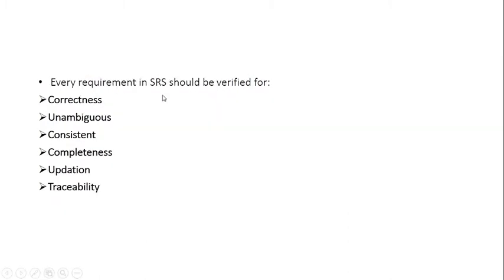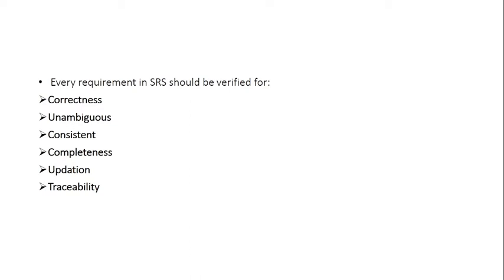Now every requirement in the SRS should be verified. What is this verification carried out for in the requirement phase? What are we supposed to check? We need to check correctness, unambiguity, consistency, completeness, updation and traceability. So whatever is mentioned should be correct as per the customer. Unambiguous means multiple interpretations are not possible. For example, in library software, if I write the term search, the search could have multiple meanings. I could search a member, I could search a book.